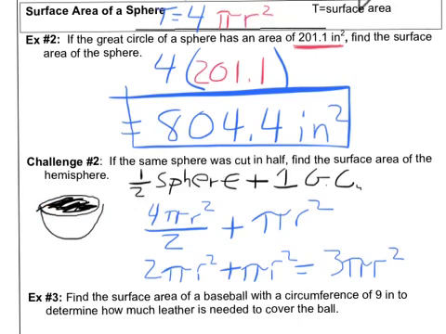And that's a circle. So we just add pi r squared to it, and we get 3 pi r squared. Well, remember we said up here that the great circle area was 201.1, and we multiplied it by 4. Here, the great circle, still represented by this pi r squared, is still 201.1. So we're going to multiply it by 3.